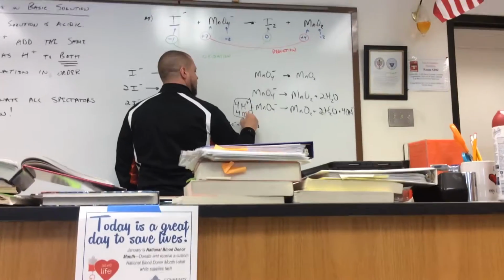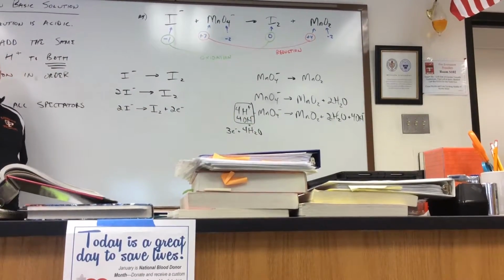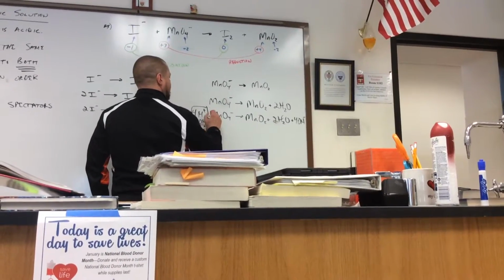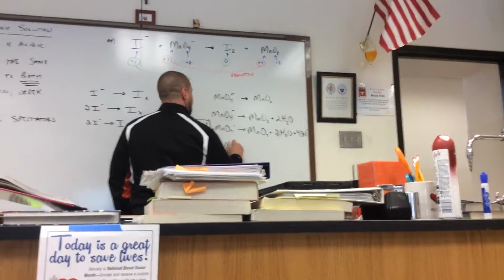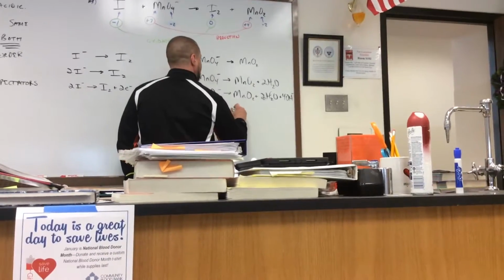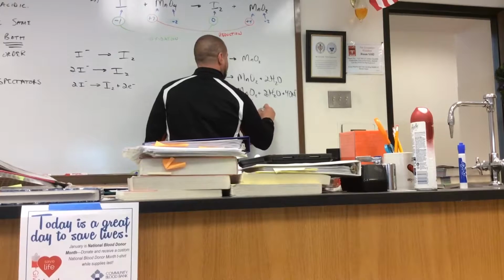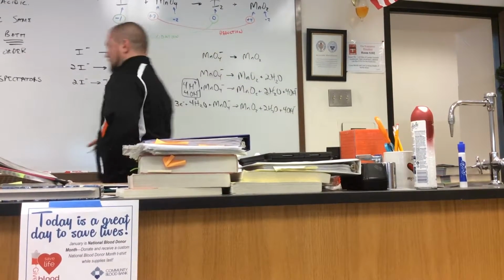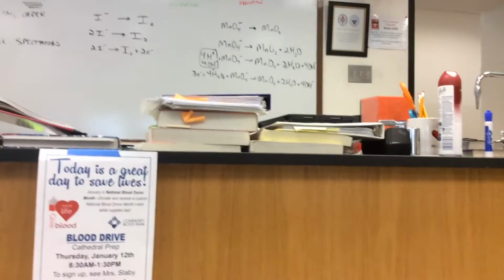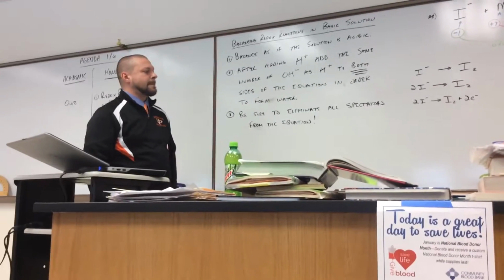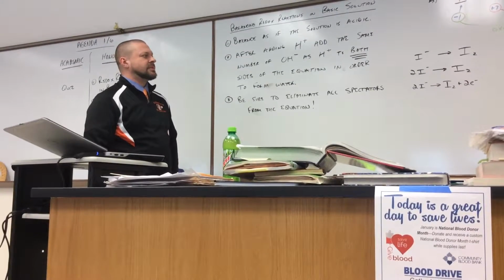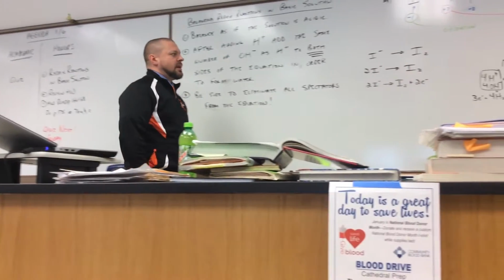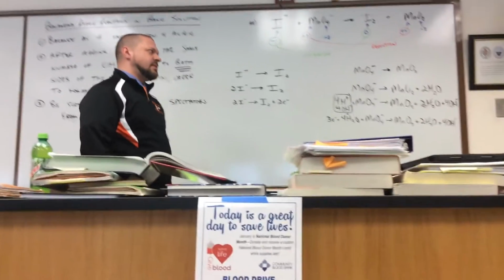H2O right there. I combine it. Plus MnO4 minus yields MnO2 plus 2 H2O plus 4OH minus. All right, now you can go about this any way you want.